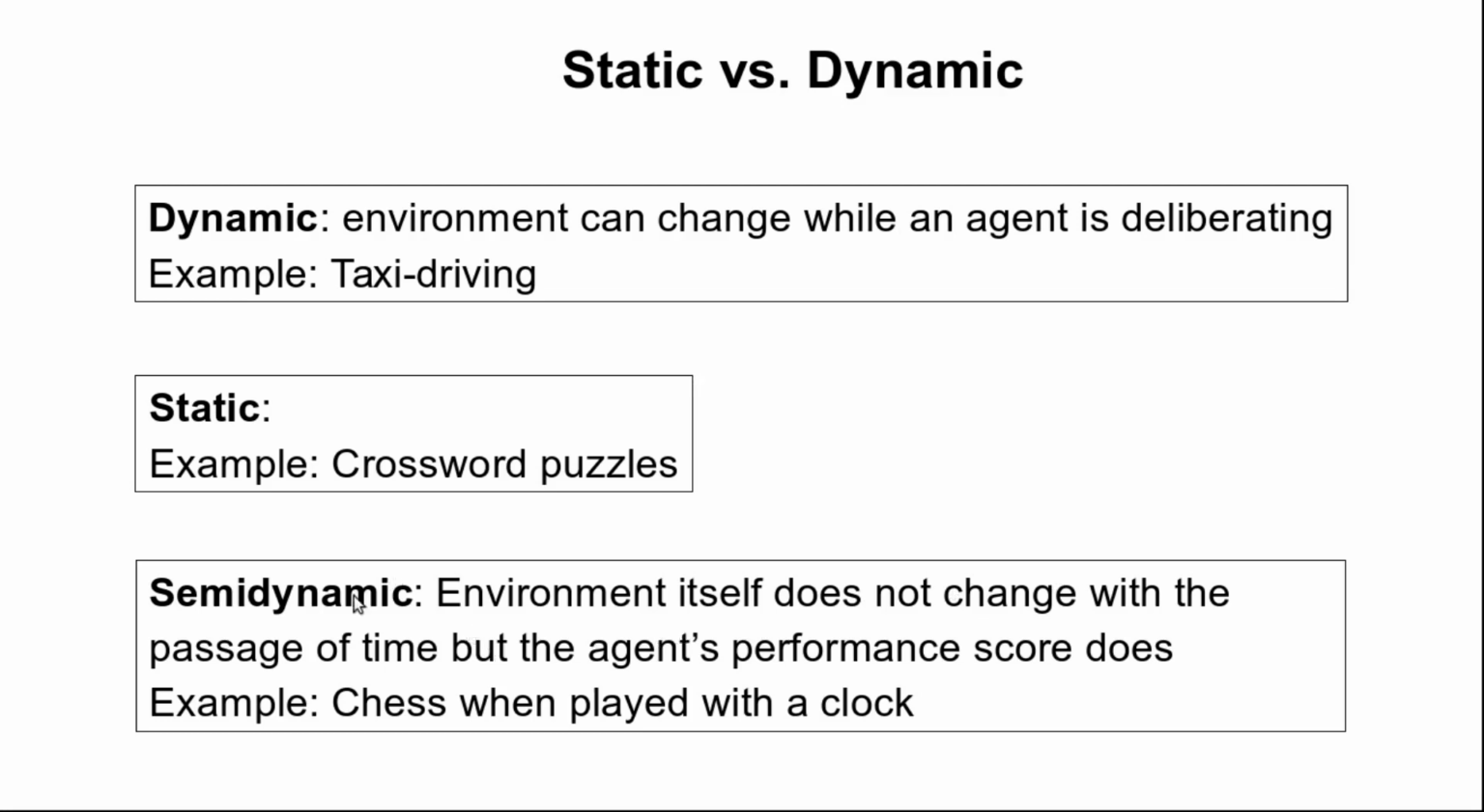Now there is something called semi-dynamic. What it means is that as I am thinking of the next action, the state of the environment will not change, but the longer I take to take my action, it would degrade my performance. For example, if we are playing chess with a clock, the longer time I take to make my next move will reduce the amount of time I have on my clock. So it will affect my performance. Hence, playing chess with a clock is semi-dynamic.